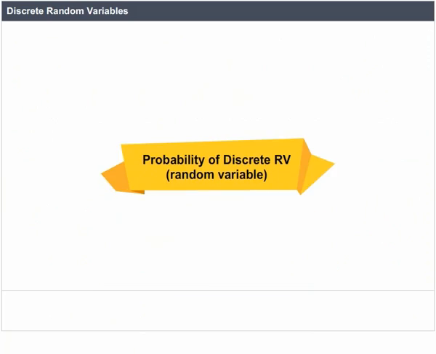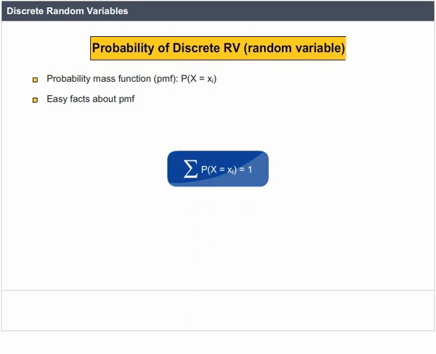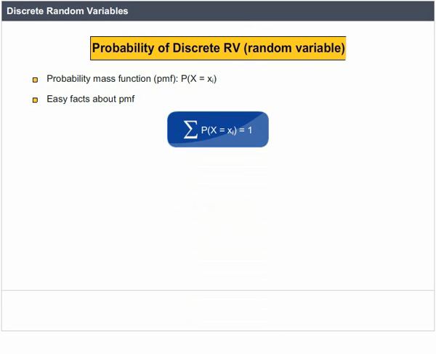Probability of a discrete random variable. The probability mass function is denoted by PMF: probability of X equal to xi. Easy facts about PMF: the summation of P of X equal to xi is equal to 1. The probability of X equal to xi intersection X equal to xj is 0 if i not equal to j. Then the probability of X equal to xi union X equal to xj is equal to the probability of X equal to xi plus the probability of X equal to xj.